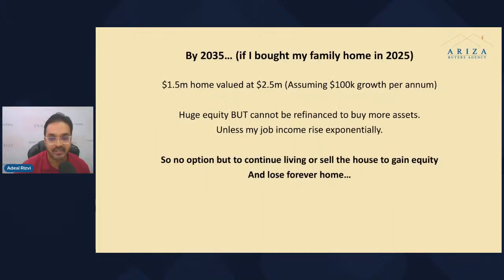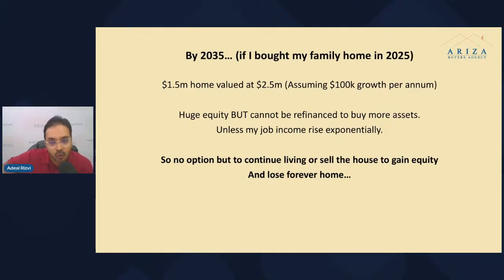Now, having 4 properties essentially means, if I bought a family home back in 2035, that home which was bought for 1.5 million would still be around 2.5 million. And I'm assuming $100,000 of growth every year, which is a very solid growth. And yes, equity has been made. There's 1 million equity made over there, but I can't use that equity because I cannot service that loan unless my income has gone up.